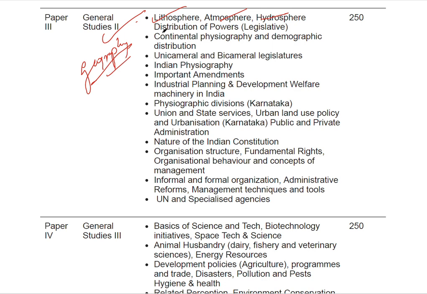Distribution of power, legislative. This is nothing but your Lok Sabha and Rajya Sabha, how it is formed and what its structure is, and all those things. Delegation of power with respect to both the lower house and Rajya Sabha. Continental physiography and demographic distribution. These are nothing but the theories in geography, very important but very easy to understand. Once you understand, this is a very scoring part.